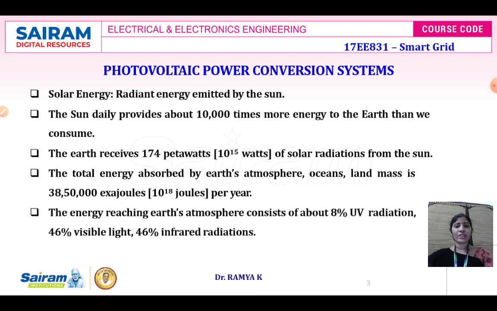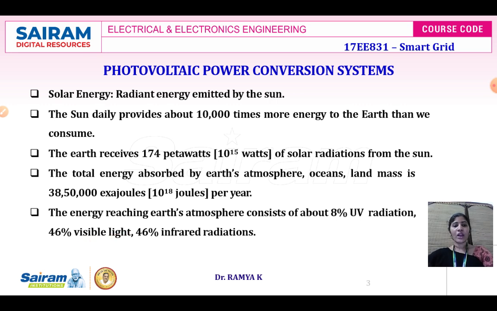Therefore, when you consider the energy reaching the Earth's surface, part of the energy is from UV radiation, IR radiation, and visible light: 8% UV radiation, 46% infrared radiation, and 46% visible light. So the energy reaching the Earth's atmosphere will have UV, IR, and visible light.